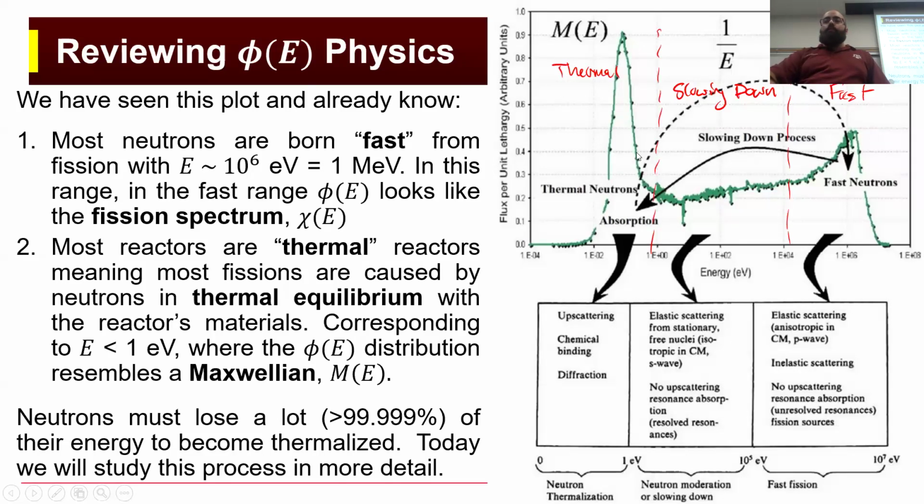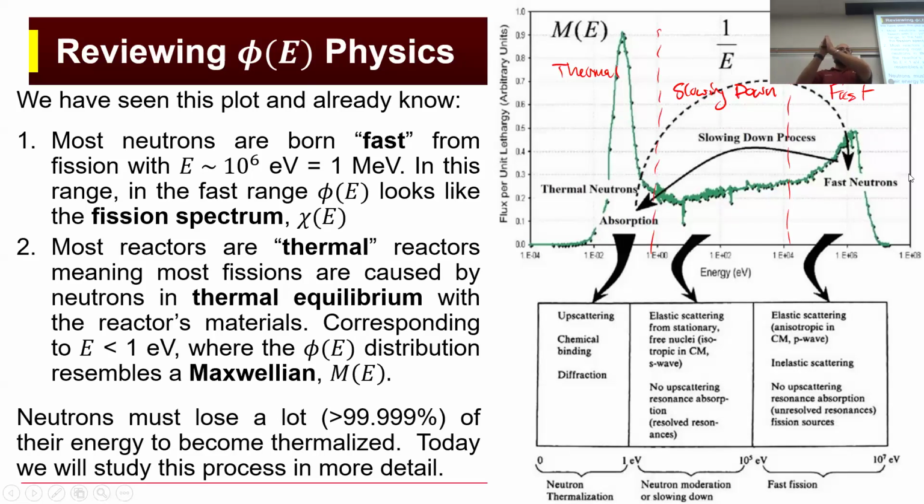And then when we talk about the thermal range, when we have a thermal neutron, it means that those neutrons are moving around with an energy that's comparable to the average temperature of the materials in the reactor, like the moderator temperature. So thermal energies correspond to neutrons in thermal equilibrium with the reactor materials, and they have a pretty low energy. Their energy is going to be less than 1 electron volt.